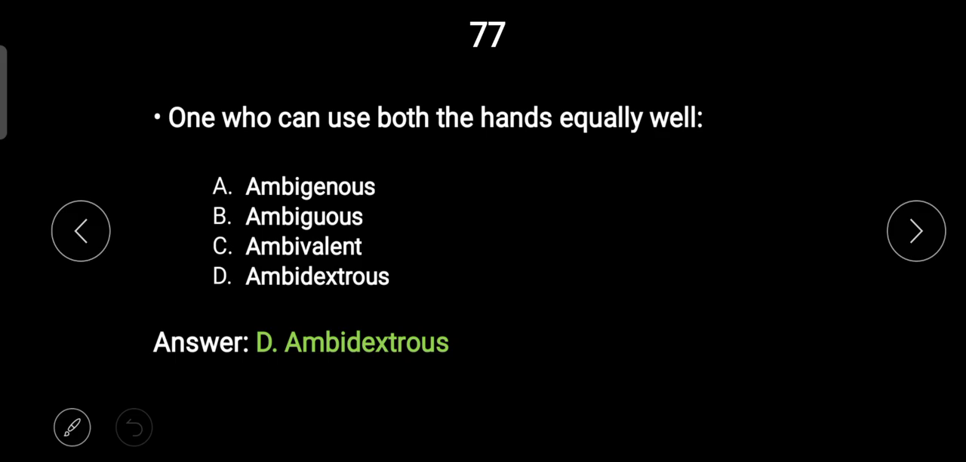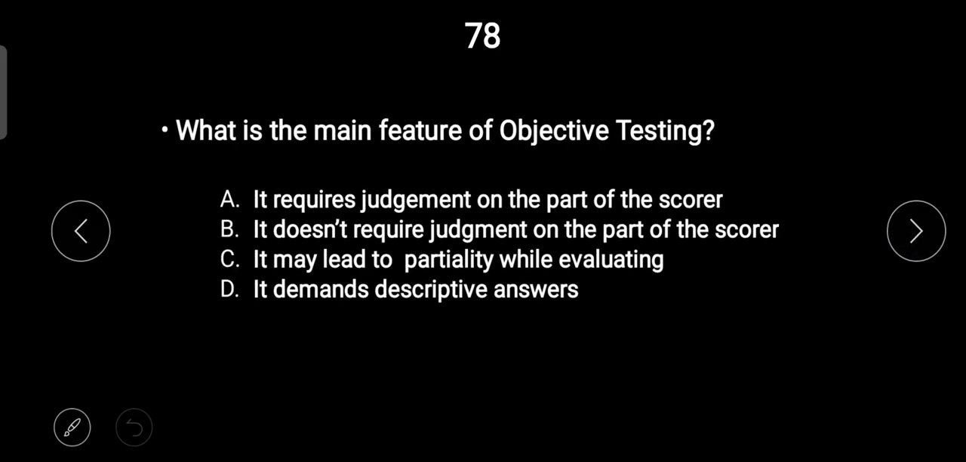And next question, let's move to the next question, 78. What is the main feature of objective testing? Options are: it requires judgment on the part of the scorer; it doesn't require judgment on the part of the scorer; it may lead to partiality while evaluating; it demands descriptive answers. What is the correct answer?